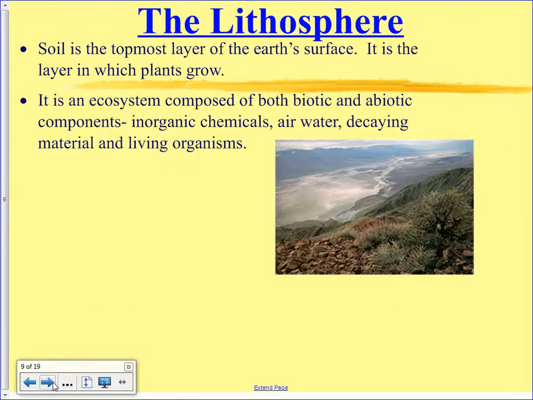So soil is the topmost layer of the Earth's surface where plants can grow. It's an ecosystem because it contains both abiotic, or non-living parts, and biotic, living parts. The abiotic components would be inorganic chemicals, air, water, decaying material, and then the biotic components would be bacteria, insects, things like that, the living parts. In that picture, do you see any soil?